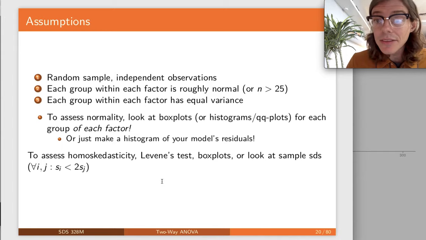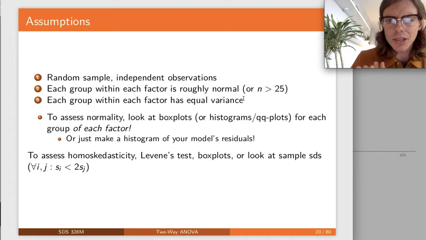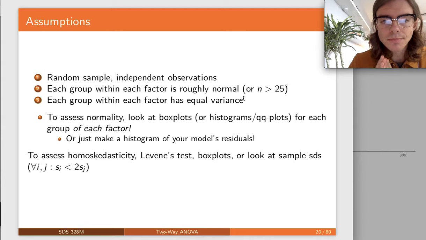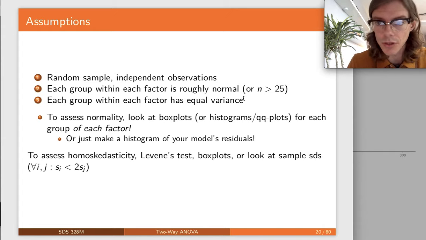So some assumptions. They're effectively the same as the one-way ANOVA, right? You're still dealing with random sample, independent observations. You're still dealing with normality, except for each group within each factor should be roughly normal. So you have 2 factors, each with their own separate groups. Maybe you have dosage, low, medium, high, age, younger, older. Within each of those groups, the response should be roughly normal. And within each of those groups, the response variable should have roughly equal variance as well.